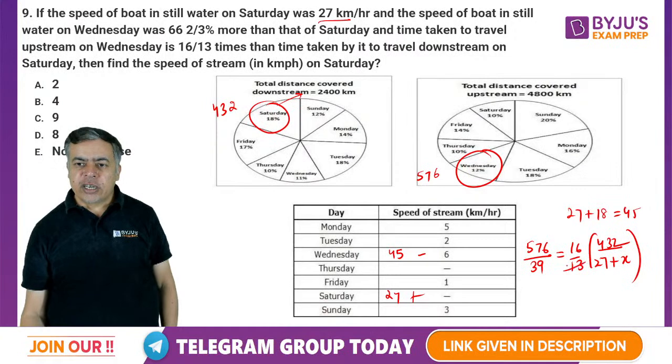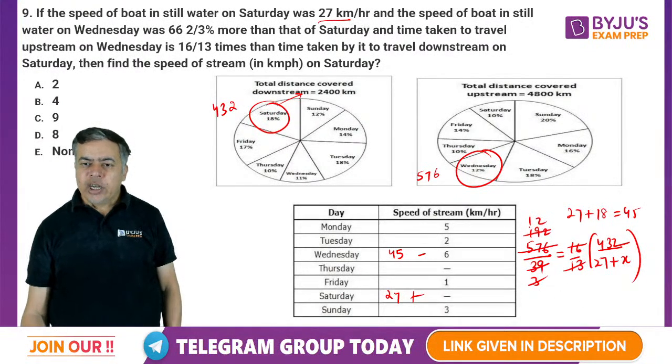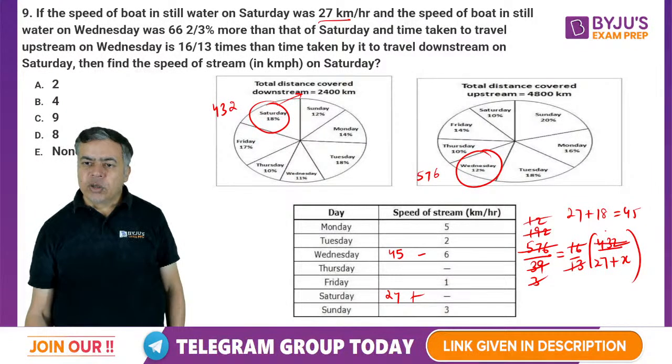Okay, so here 13 into 3, 39. 3 into 1, 9, 2. 16 into 1, 2. Right? And 12 I can cancel here. 12 into 3, 36. 6.